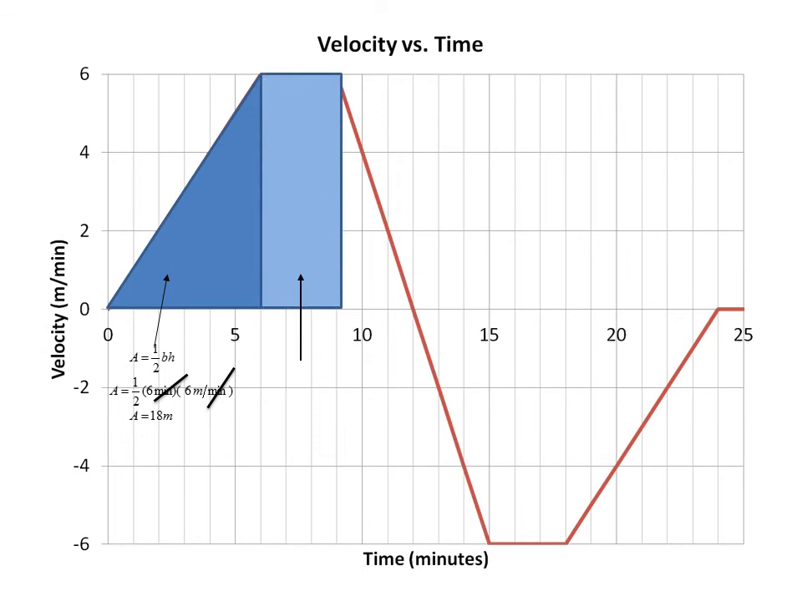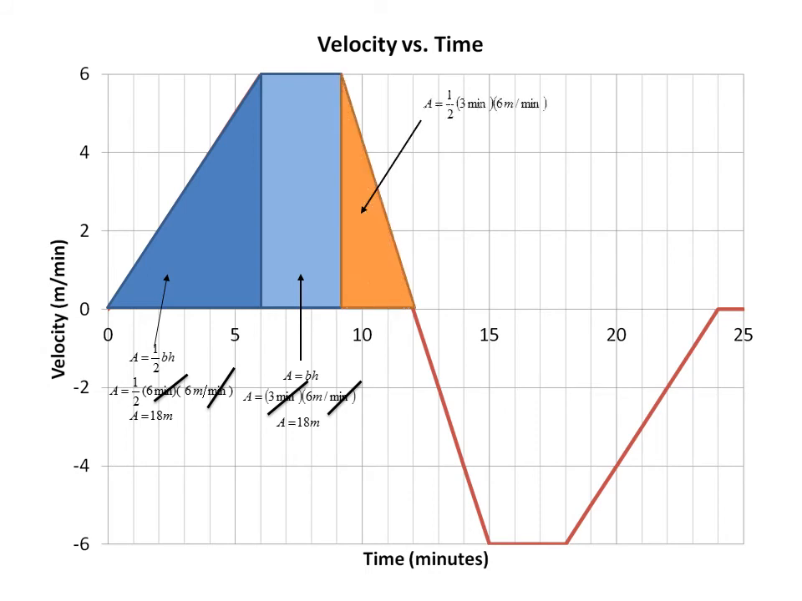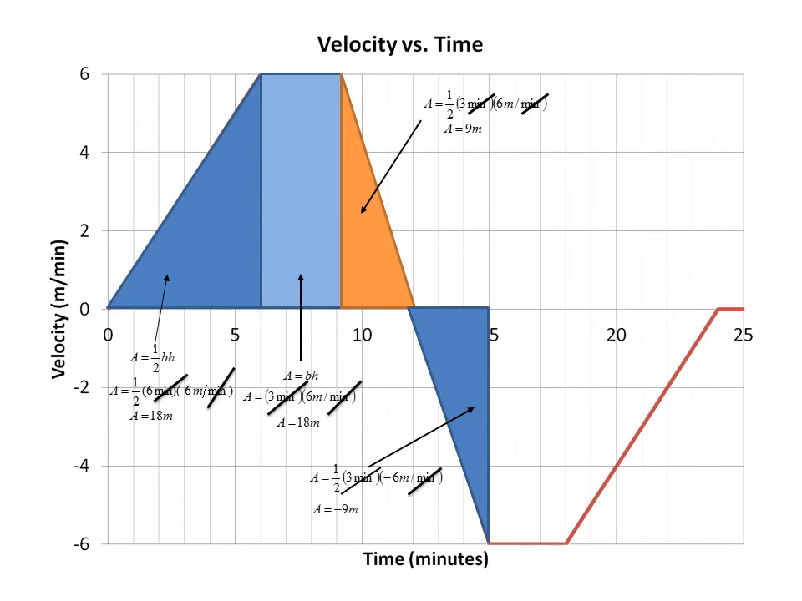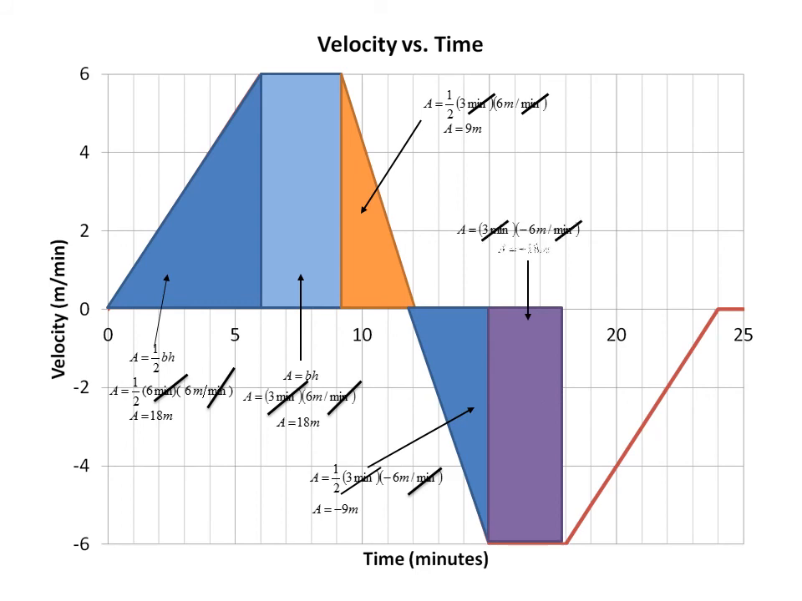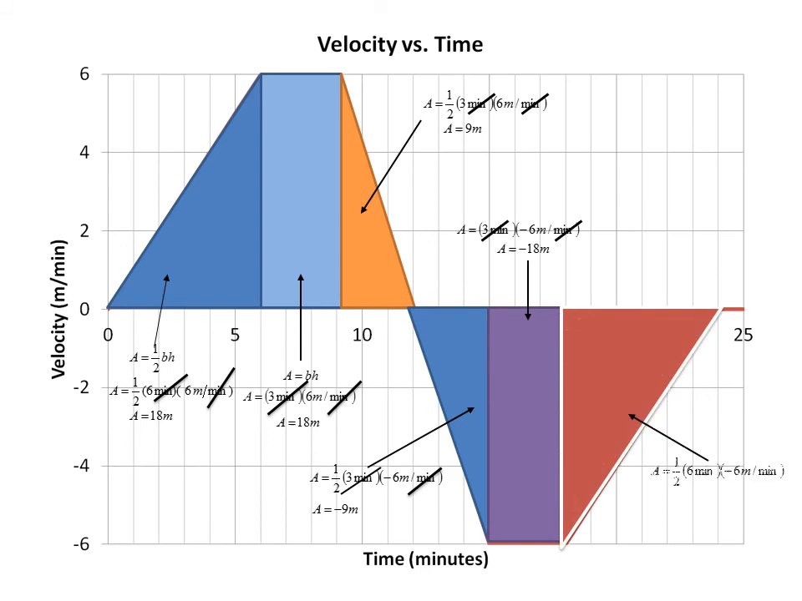Then you have your rectangle right there, which gives you another 18 meters. The orange triangle from 9 to about 12 gives you 9 meters. You have a -9, then a -18, and again -18. So we have all of these individual segments that we can collect.